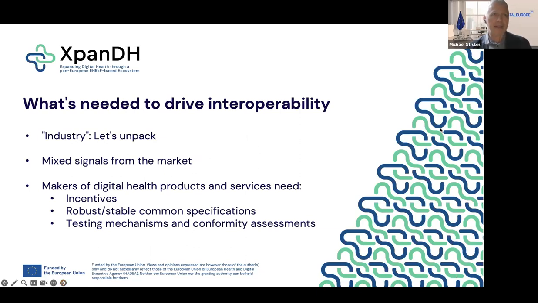Let's unpack a little bit what we mean when we talk about industry. I mean, we have different players with vastly different perspectives, requirements, and business models. We have, of course, makers of IT and cloud systems. Among them, makers of EHR systems. I think they are probably the first clients, of course, of the EHR exchange format.